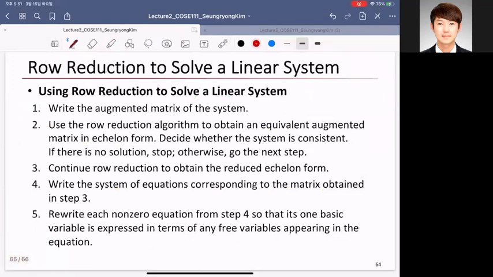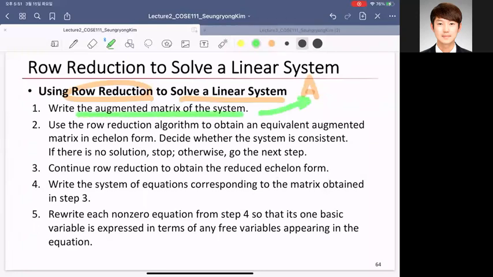To conclude, this is the last page of chapter 1.2. We'd like to solve our linear system. So, this is our new strategy to solve a linear system using the row reduction algorithm. Okay. So first of all, let's suppose that we can represent our linear system as a matrix A. First of all, write the augmented matrix of system A.